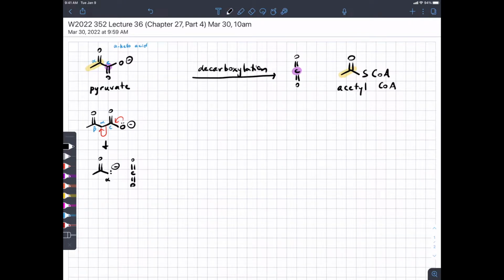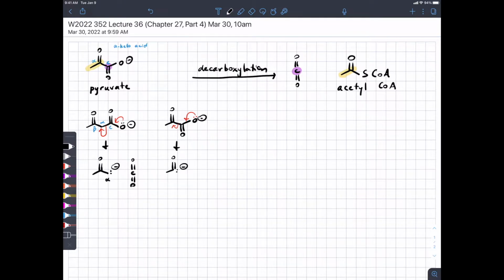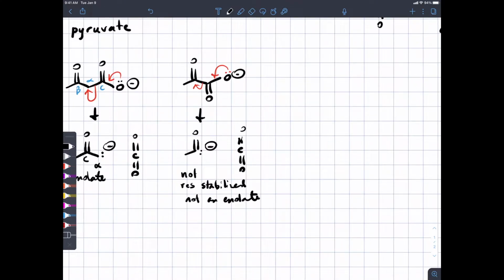In fact, if we attempted to do a decarboxylation on an alpha keto acid, what we would end up with is a really, really unusual intermediate that would have a negative charge on a carbonyl carbon. And that is not resonance stabilized. And that is not an enolate. You see the difference between the enolate here on the left that we get from decarboxylation of a beta keto acid, resonance stabilized, whereas this one on the right, decarboxylation of an alpha keto acid, gives us something that's negatively charged on the carbonyl carbon. That's totally different.